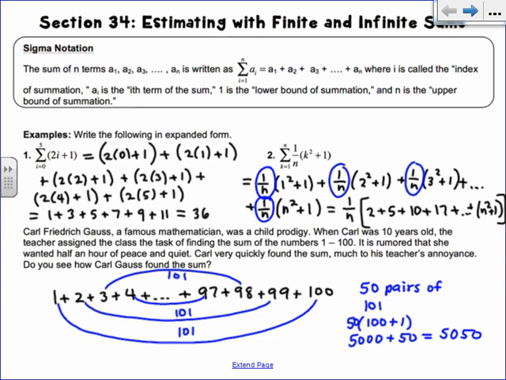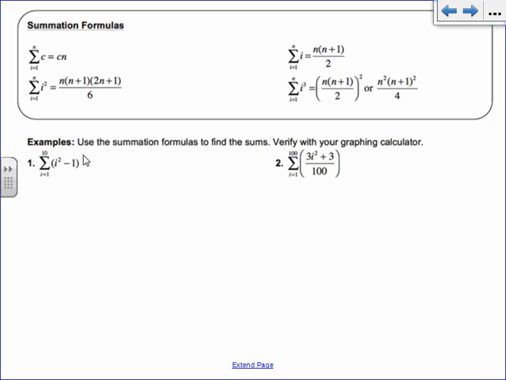Okay. So Carl Friedrich Gauss was actually very instrumental in estimating with finite and infinite sums, and he came up with several summation formulas, which we use all of the time. So the first one is the one that we just talked about. It's right here. That's what I referred to as the Gauss formula in Algebra 2.